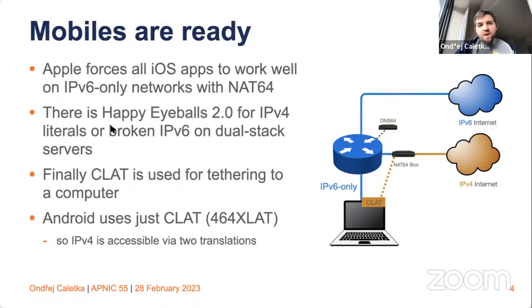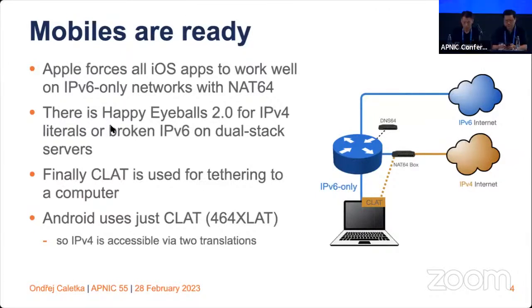In the case of Apple, they took the approach that since 2016 they basically forced everybody to have all apps working properly on NAT64. In the case of Android, they implemented a thing called 464XLAT, which means there is a second translator called CLAT inside the device. This second translator makes it possible for end user apps that are IPv4 only to work on such a device, even though the network is IPv6 only.